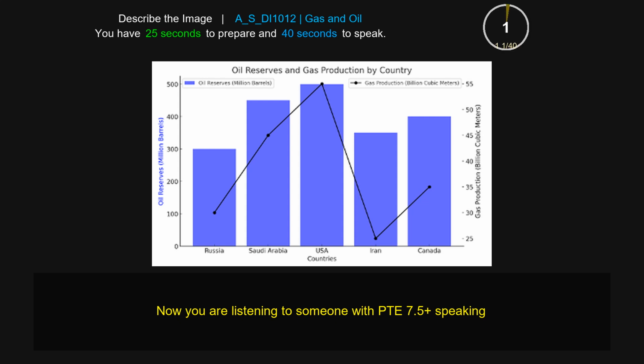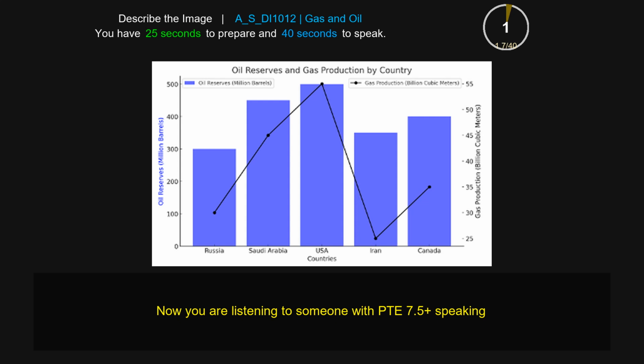The topic of the picture is about oil reserves and gas production by country. From the picture, we can see the highest number in USA at 500. We also notice the second largest number in Saudi Arabia at 420, and the smallest number can be found in Russia at 300. In conclusion, oil reserves and gas production by country is very informative.